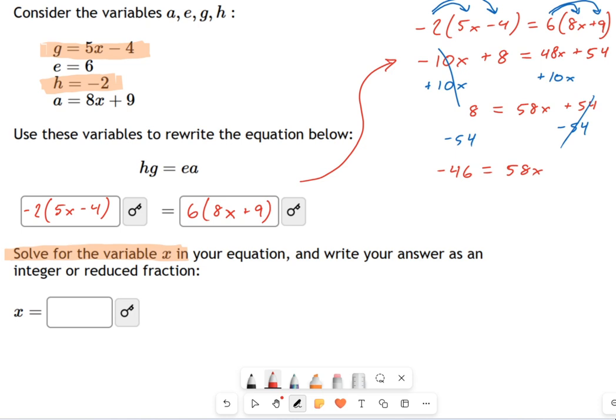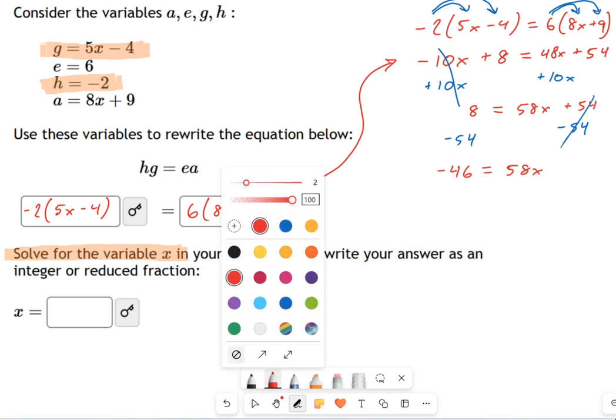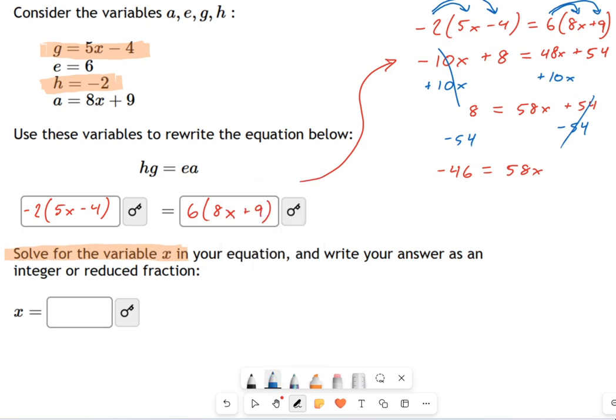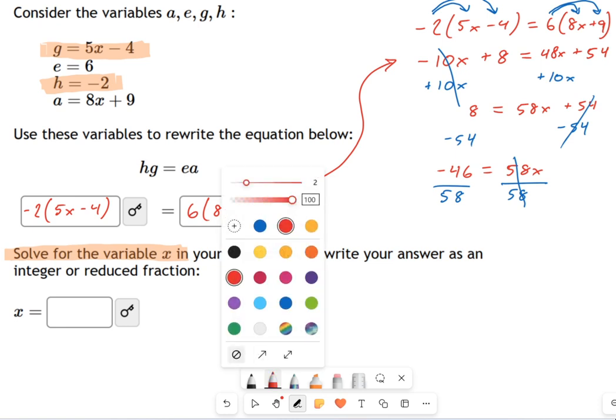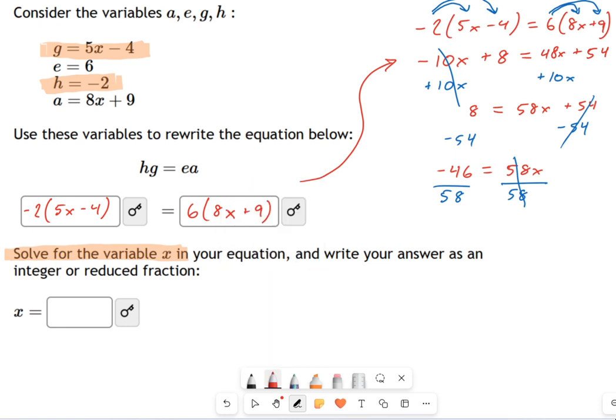Is that right? Yeah, that seems okay. Negative 46. Okay, so next up, to get x by itself, I think the subtraction was the hardest part of this. We have to divide by something to clear away that number. And I'm going to pick 58 just because it's the thing in front of x. This should always be an easy decision. Whatever's in front of x, you divide by that thing and do it equally on both sides. So my answer to this problem is going to be x equals negative 46 over 58.